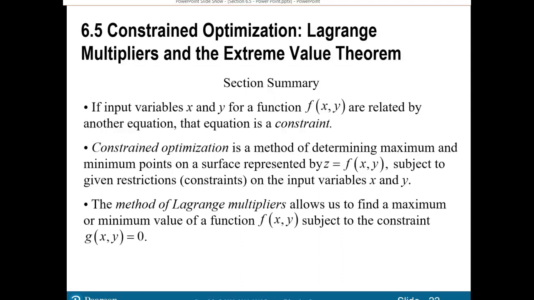All right, so that is it. The summary of this section: if an input variable is x, y for a function f of x, y related by another equation, that's called a constraint. Your constraint just gives you a way the variables relate. Constrained optimization is a method of determining maxes and mins on a surface represented by z equals f of x, y subject to given restrictions or constraints on the input variables. And we use the method of Lagrange multipliers, which allows us to find the max or min of a function subject to the constraint equation g of x, y equals 0. So it's just a different way of solving a max-min problem when you have constraint equations, as opposed to the D-test that we did in section 6.3.